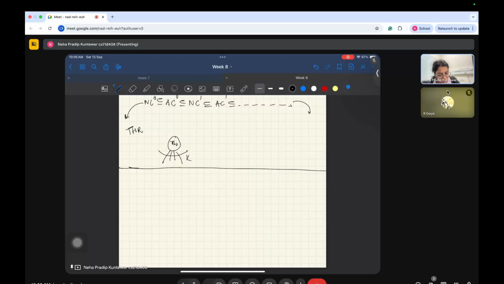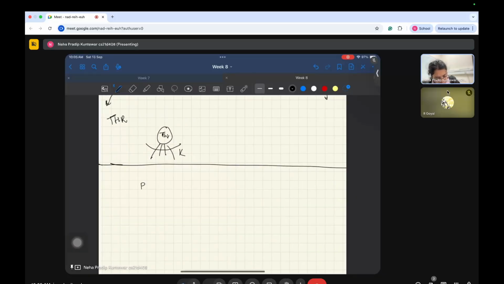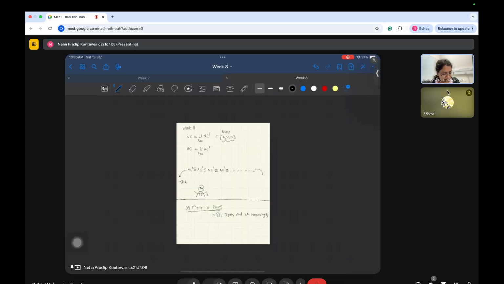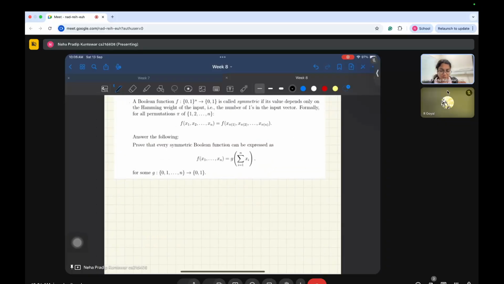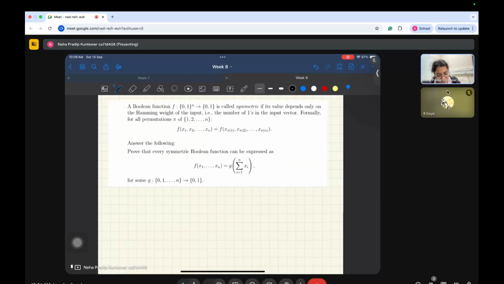What we also discussed last time was this class called P/poly. I'll define this when we get to questions of that kind, and we also showed that this is the same as P-size, which is the set of all functions f that have a poly-sized circuit computing f. We'll see some questions on this. So let's start our discussion from where we left off.